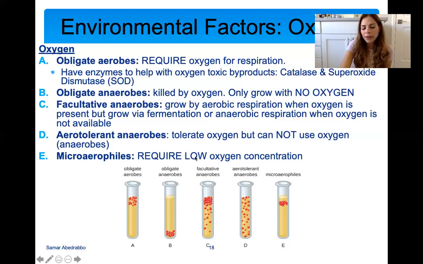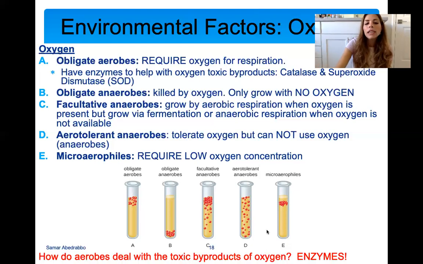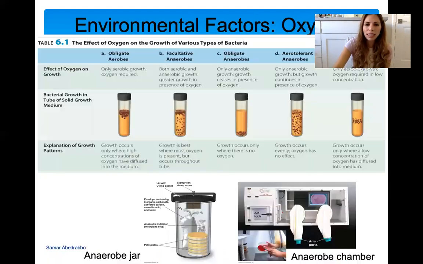And then microaerophiles, I'm going to talk about this. These are organisms that require oxygen in very low concentration. So H. pylori is a microaerophile, for example. So they grow just a little bit under the highest level of oxygen. And if asked on a test, how do obligate aerobes deal with the toxic byproducts of oxygen? It's because they have enzymes such as catalase and superoxide dismutase.